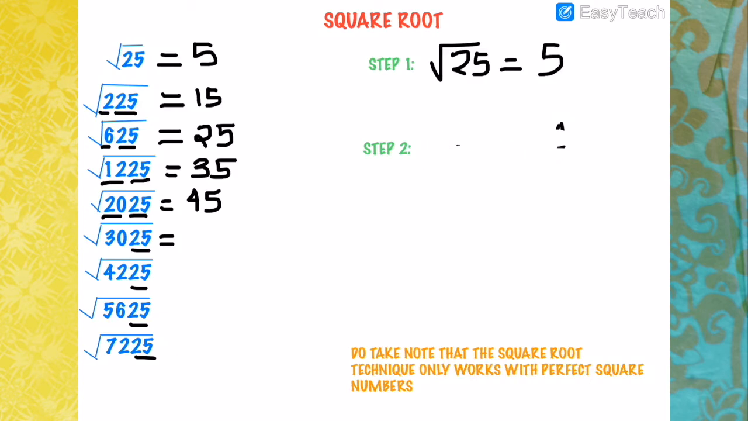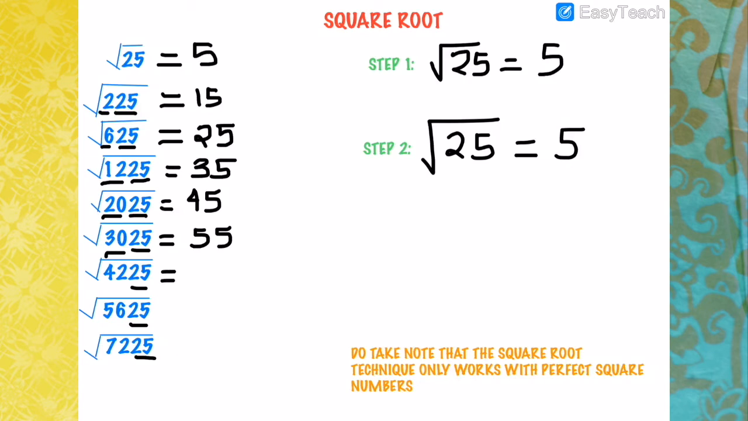Now the next number, we have 3025. Again, the square root of 25, followed by, what number before 30 is a perfect square? That is correct, you have 25. So take the square root of 25, that will give you 5. Therefore, 3025's square root value is 55.